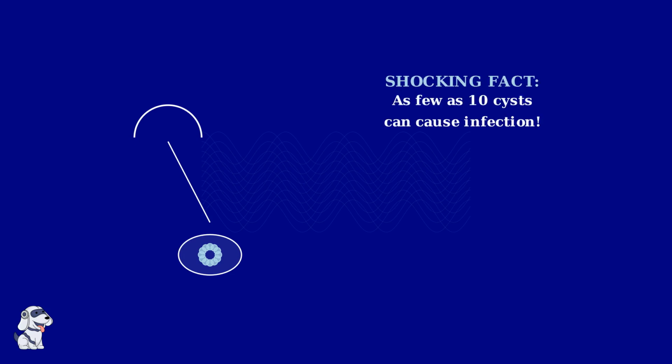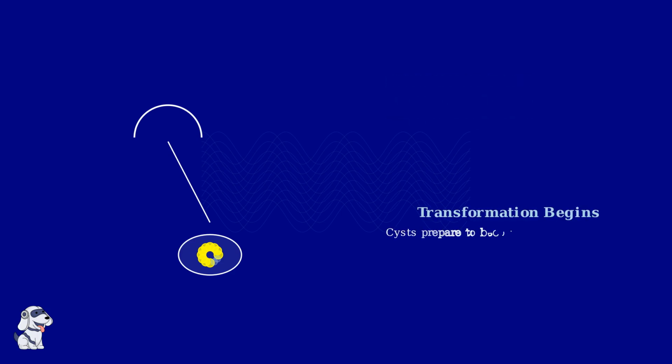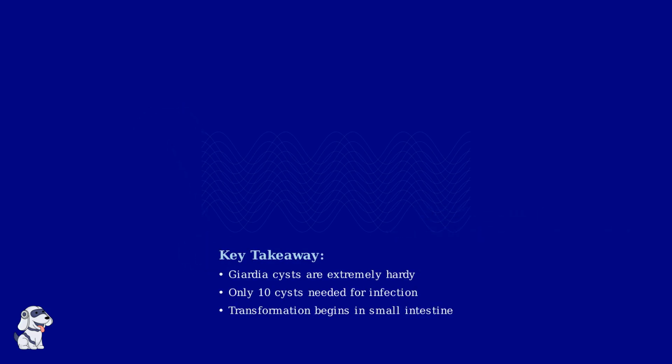Here's the most surprising fact about Giardia infection. You don't need many cysts to get sick. As few as 10 cysts can establish a full infection in your intestines. Once these cysts reach your small intestine, they begin their transformation. The protective shell starts to break down, preparing to release the active form of the parasite called trophozoites. The key takeaway is that Giardia cysts are remarkably resilient parasites that require very few numbers to establish infection.